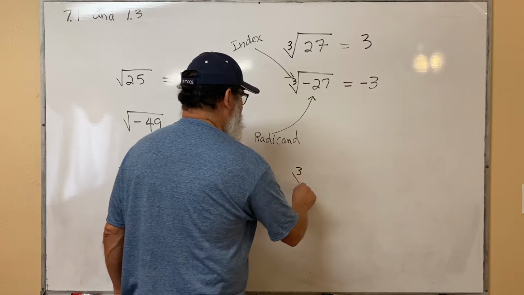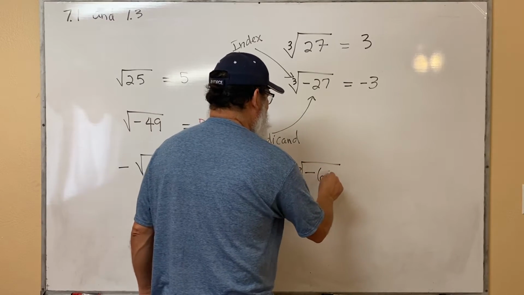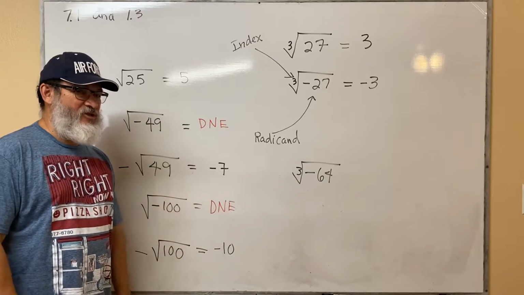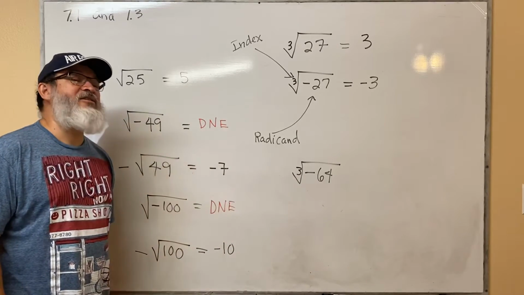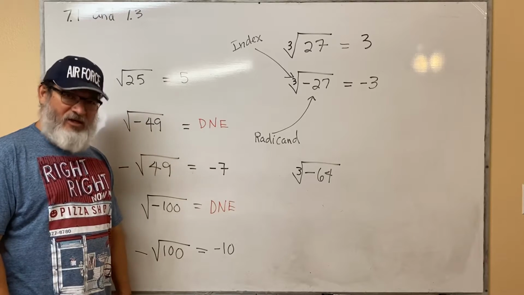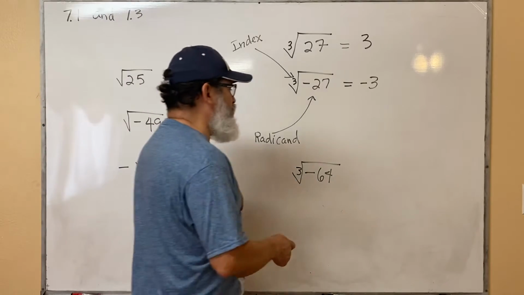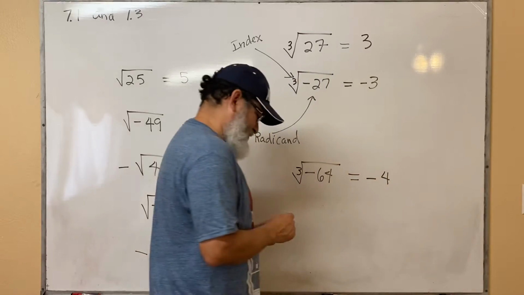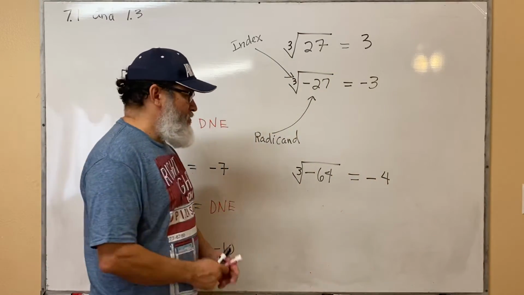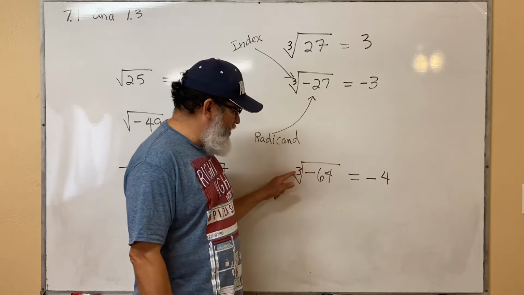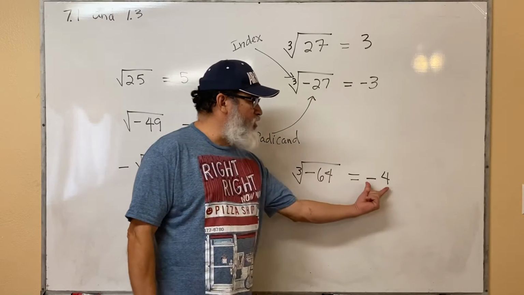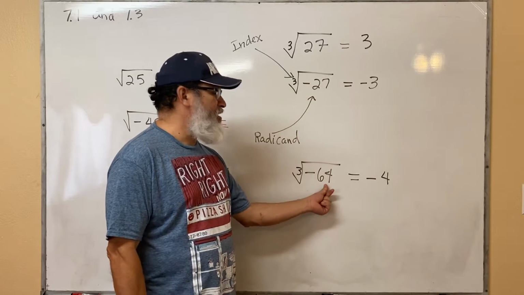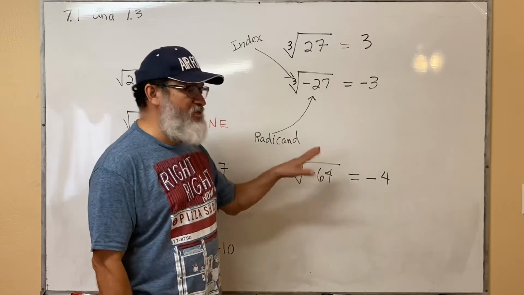The cube root of negative 64. Is there an answer to that? Yes, there is. The answer is negative 4. Why? Because when you cube, you see this index 3? So you have to cube this. When you cube negative 4, do you get negative 64? The answer is yes. So that one does exist.